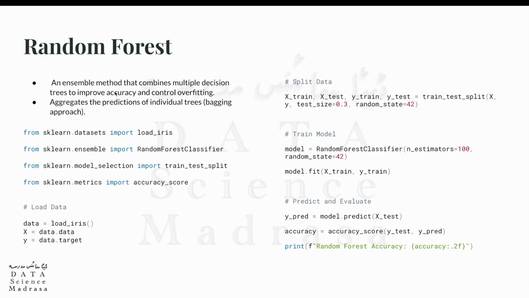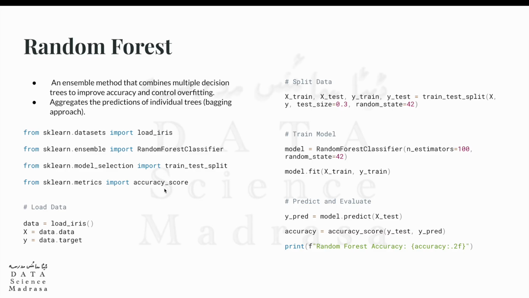Random forest is an ensemble method that combines multiple decision trees, and this improves accuracy and also has some control on overfitting. It aggregates the predictions of individual trees using a bagging approach, where it can essentially average out the predictions.